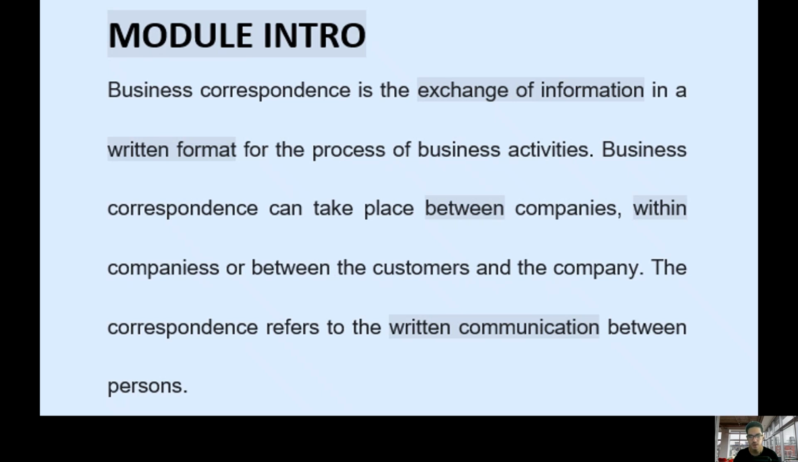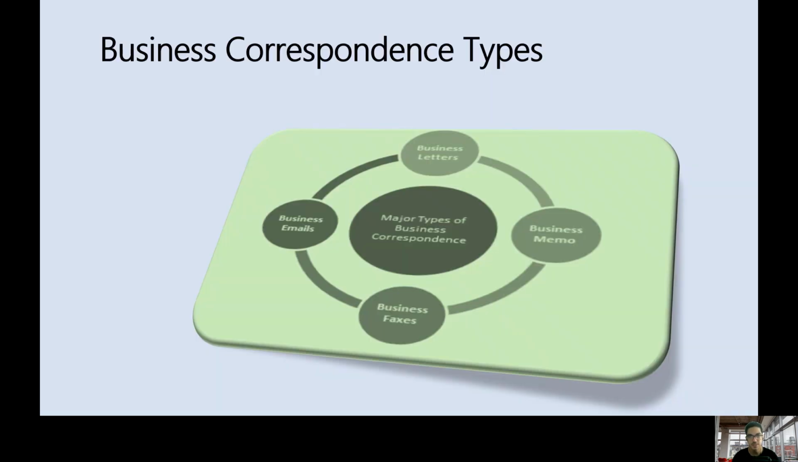So we're going to dive a little bit more into the different types because there are internal forms and external forms. But for now, what you should know is that any talk or any business activities in written format are called business correspondence, and it can be between people inside the company or institution, or customers and a company, or just people outside the company in general. Okay, let's talk about the different types of business correspondence. We have business letters, business memos, business faxes, and business emails.